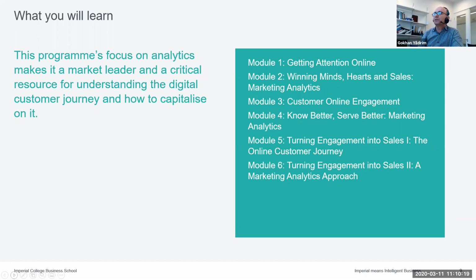In module 3, we will move on to customer online engagement and learn the skills as to how customer online engagement can be achieved by understanding our customers better and by serving them better in the digital journey. Then module 4 is going to be about the analytics component of the program. We will look at some machine learning algorithms, and try to understand customers better and serve them better. Module 5 will focus on how to turn engagement into sales, followed by a marketing analytics approach again. We will learn how to allocate our resources across different channels, right?